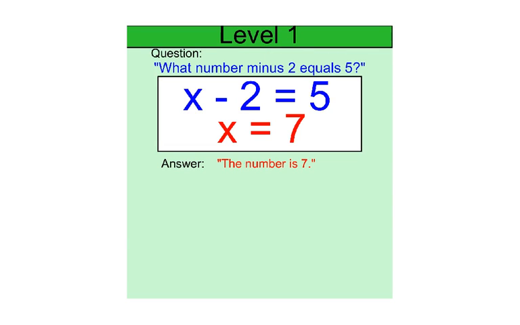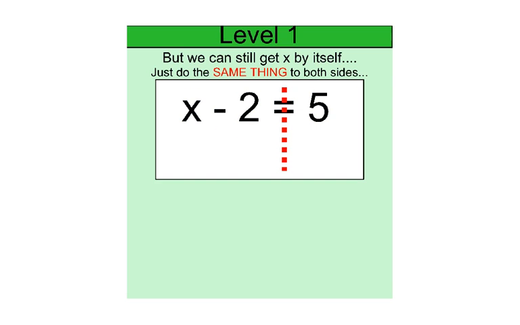Okay, you should have been able to think this through in your head and say, oh, well, I know that 7 minus 2 equals 5. So this is another case where you were not able to just combine like terms, because a negative 2 plus 5 does not give us 7. So how are we going to do this problem? Well, we're going to do the opposite.